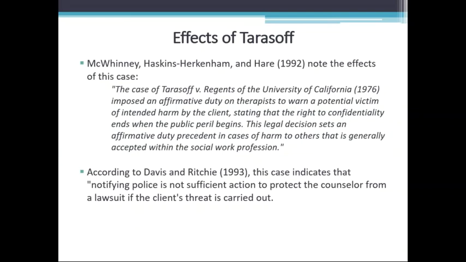So just additional notes about the effects of this case: it imposed an affirmative duty on therapists to warn a potential victim of intended harm by the client, stating that the right to confidentiality ends when the public peril begins. This legal decision sets an affirmative duty precedent in cases of harm to others that is generally accepted within the social work profession.